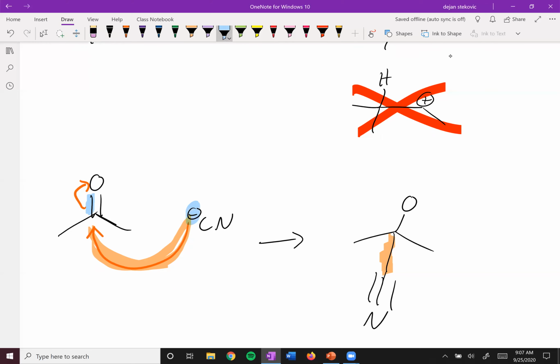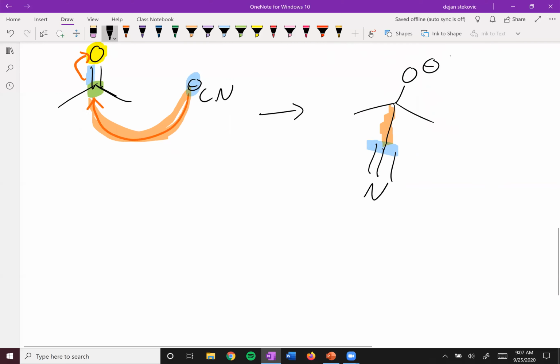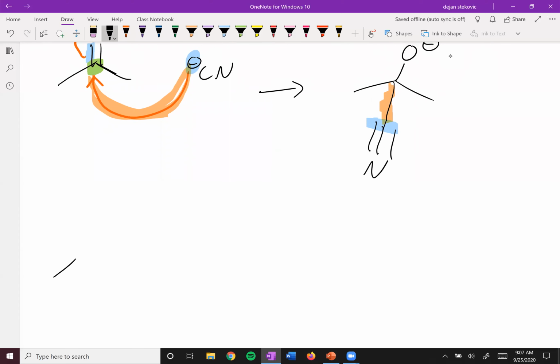This carbon was negatively charged, but then lost electrons. So it's going to be neutral over here on the product side. This carbon over here both gained electrons and lost electrons. So it's going to stay the charge that it was, in this case, neutral. And then this oxygen up here gained electrons. So it's going to have a negative charge. And so that's your product right there. One more example.